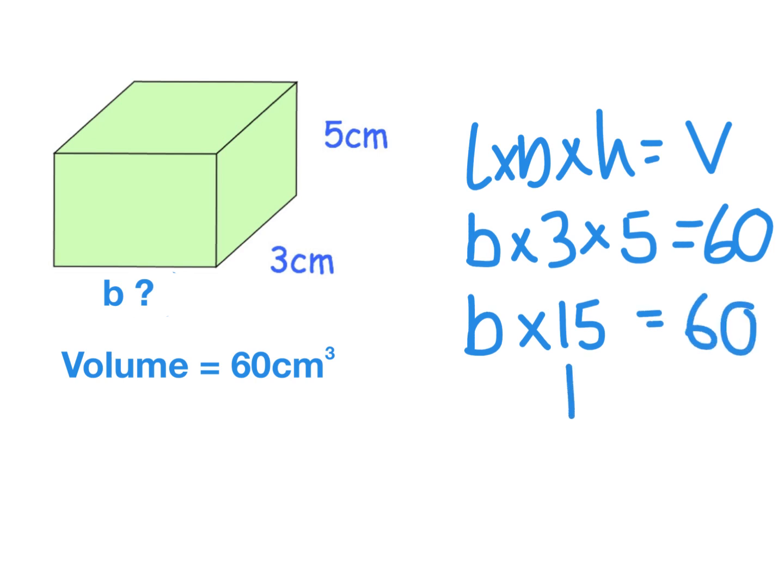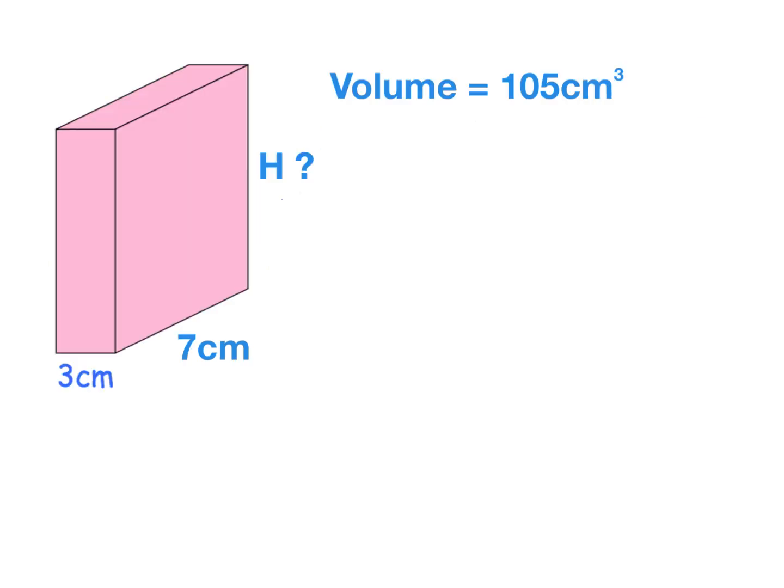And the opposite of timesing by 15 is dividing by 15, so 60 divided by 15 is 4 centimetres. You should know that hopefully from your clock: 15, 30, 45, 60. So the breadth is 4 centimetres. A lot of pupils can just look at this and tell me the answer, but struggle on how to lay out the working. Let's look at this one.